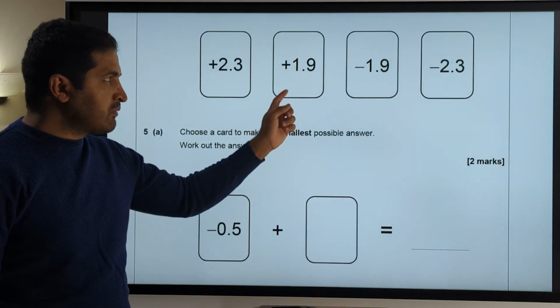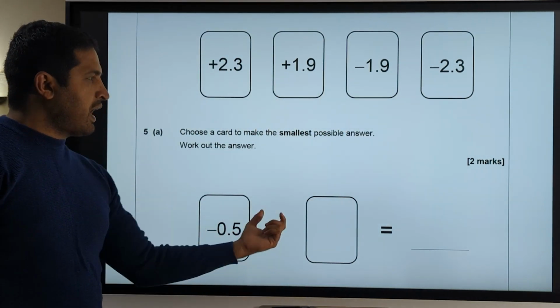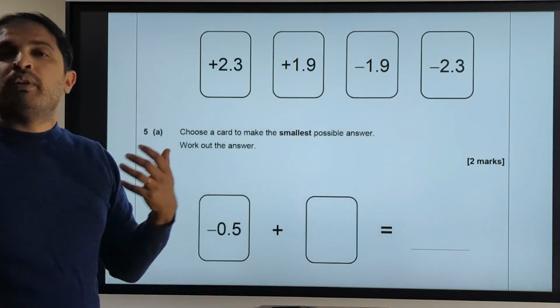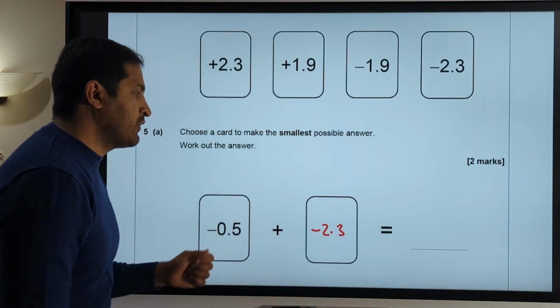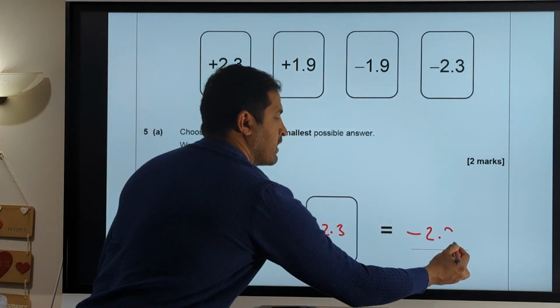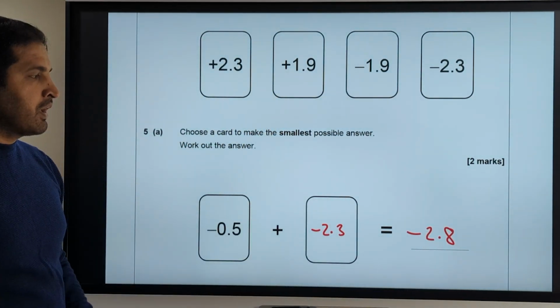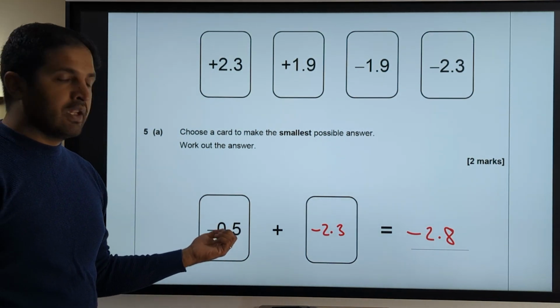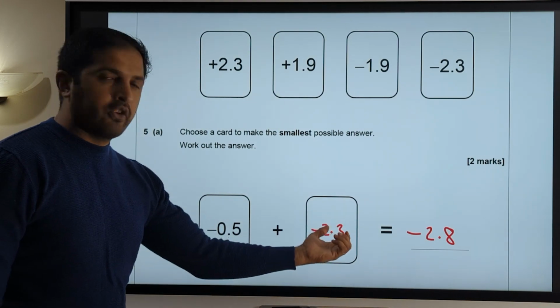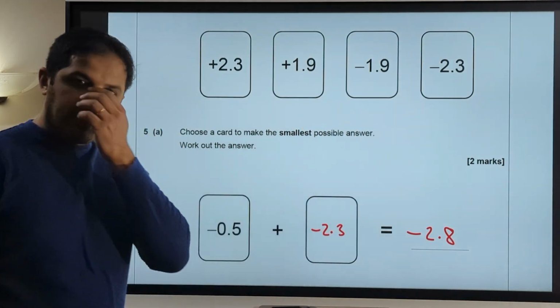Then you can do the same thing. But a negative, add another negative will give you a bigger negative. So if I do negative 2.3, that gives me negative 2.8. And that's the smallest value you can get. Because you've got 0.5 negative, add another negative, your answer would be negative.